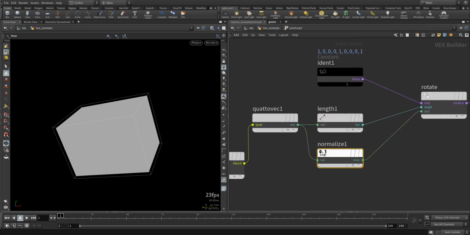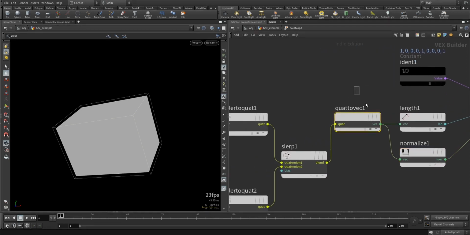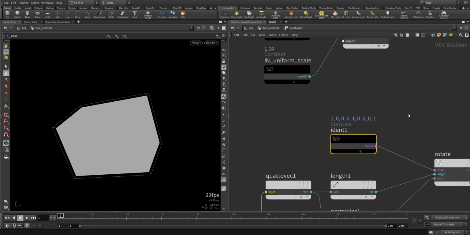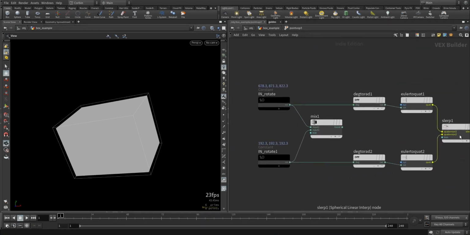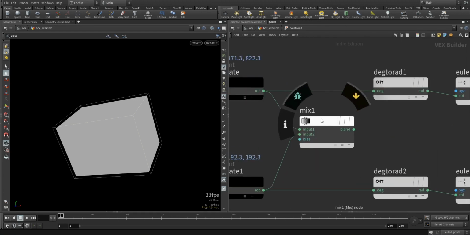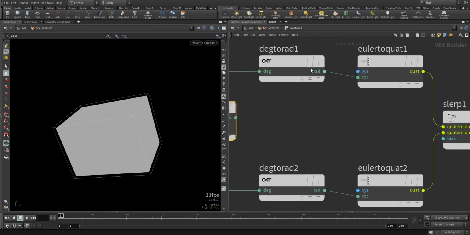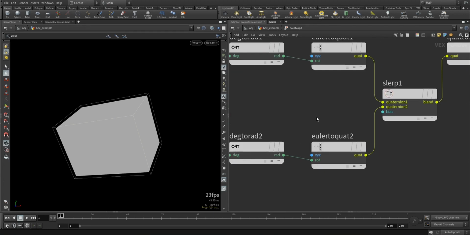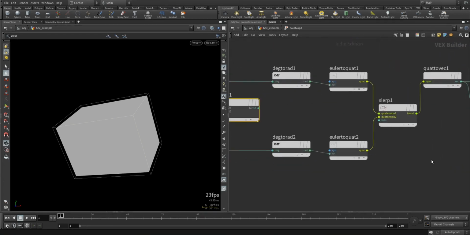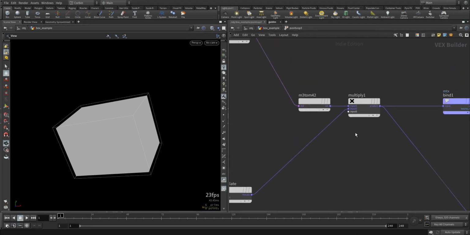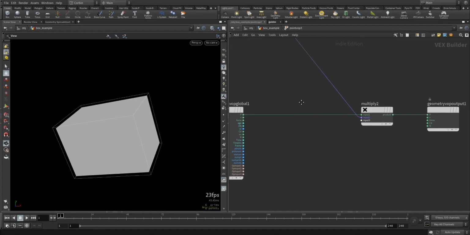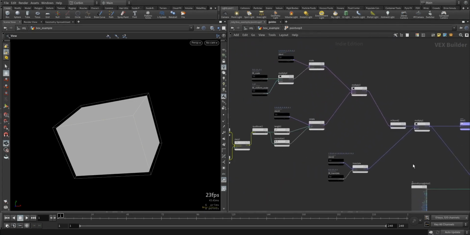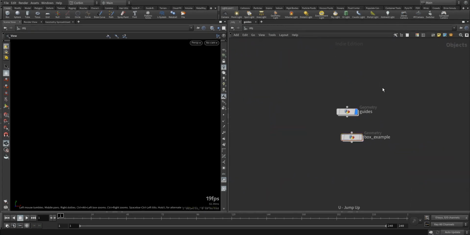tutorial. Length and normalizing, quaternions and vectors, matrices, identity, rotation, scale, all of it. Spherical linear interpolation, which is called mix. We use radians and the degrees to radians rotation, Euler rotations, and then multiplication, where order does matter, and sometimes where order doesn't matter. So this kind of shows you all of the different things that you can do with maths in Houdini.